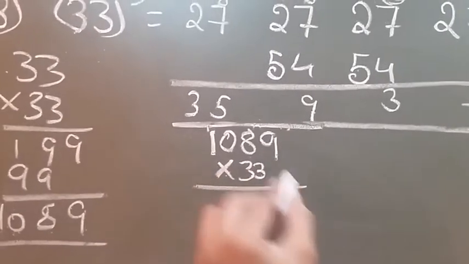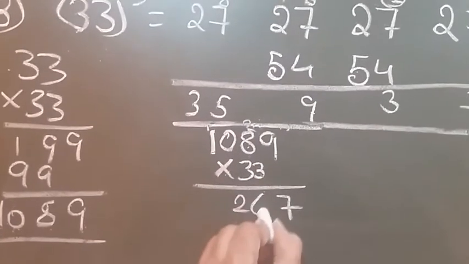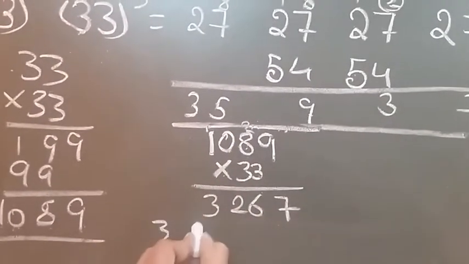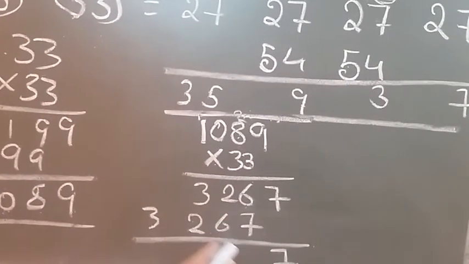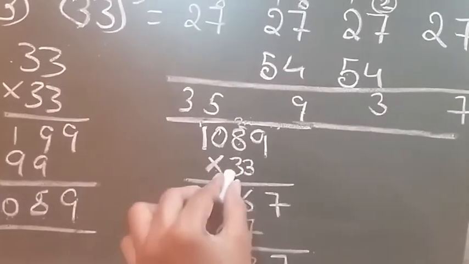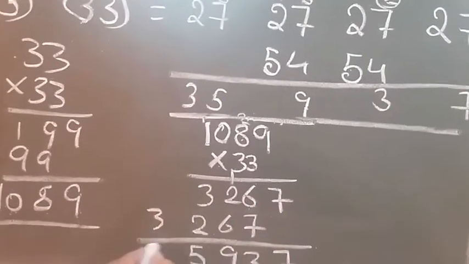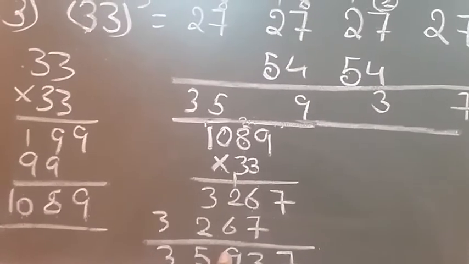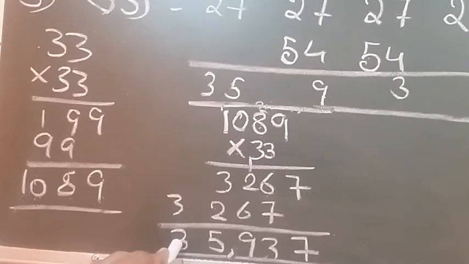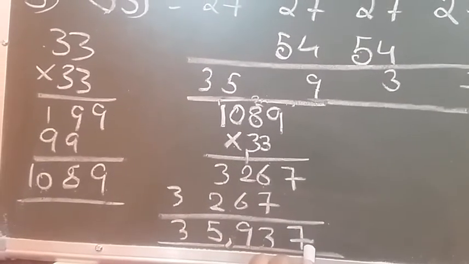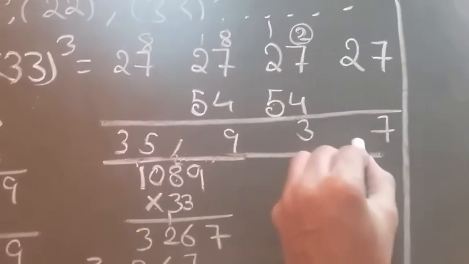3 9s are 27. 3 8s are 24. 24 plus 2, 26. 3 1s are 3. Now add these two. 7. 6 plus 7, 13. 6 plus 2, 8. 8 plus 1, 9. 3 plus 2, 5. Hence we got the cube of the number 33 is 35,937. With this method also we got the same answer, 35,937.